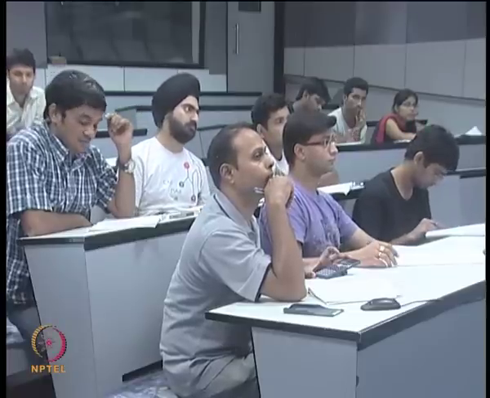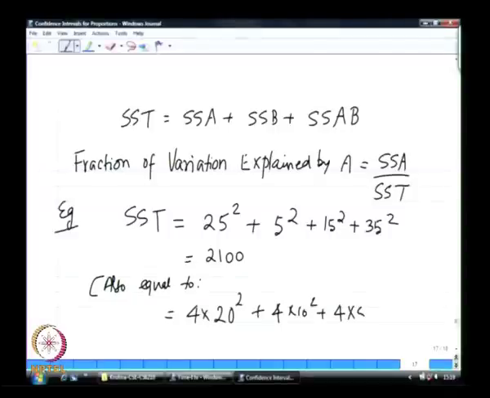No, I am only taking the numerator, SST. I am looking at the variation. I am not looking at the variance at all. This is only the variation. That is the statistical definition. So that's why you are not dividing. So this is 4 into 20 squared, 4 into 10 squared, 4 into 5 squared, which by magic is also 2100.